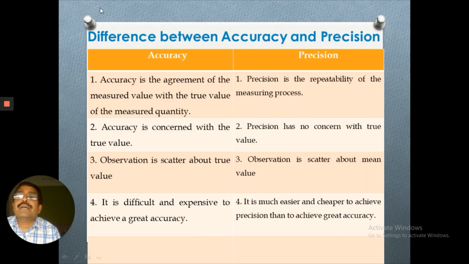In the first point, I have taken just the difference there. In second, accuracy is concerned with the true value. We have seen that in the previous slide also. Here, precision has no concern with the true value.